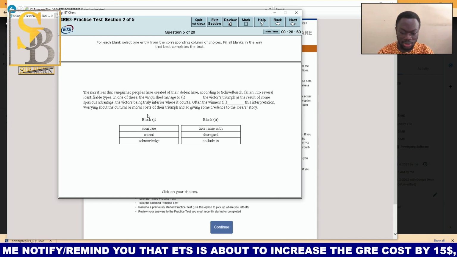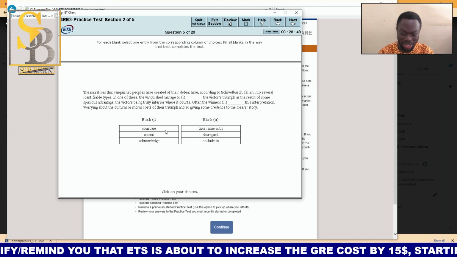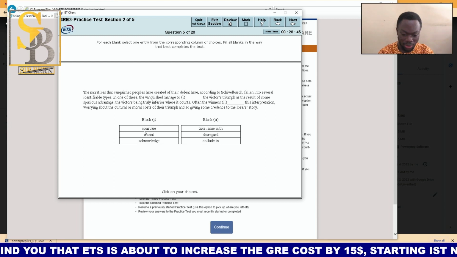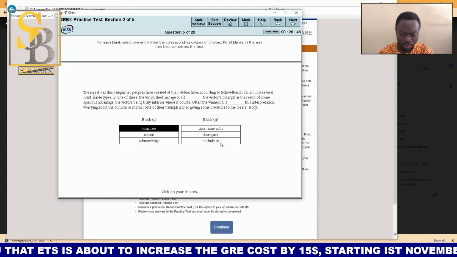Then this one, you are seeing three blanks, meaning you're going to just see one of the three blanks. Construe, collude in.